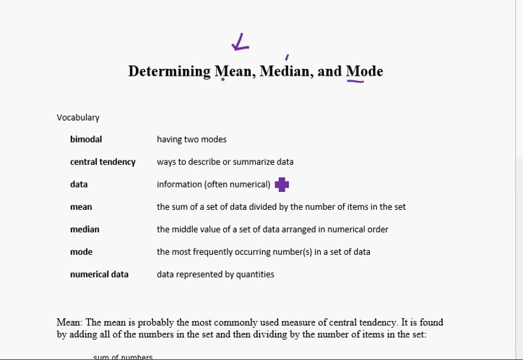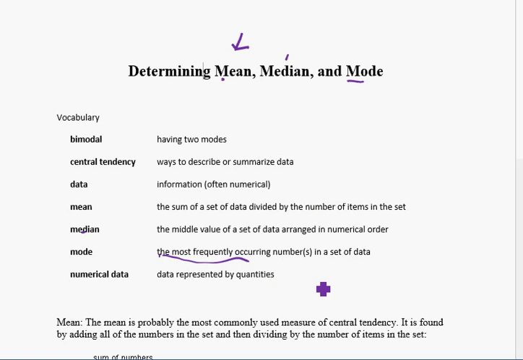Central tendency, think about this as a way to describe data or summarize data, like average. That's a central tendency. Data, it's just the information you collect. That's the data. And here's mean, the sum of the set of data divided by the number of items in that set. And so it's just the sum of the numbers divided by the number of numbers you have. Median, the middle value. And this D helps me remember that median means middle. And also you can think of median of the road. And mode, the O helps me remember mode is like the most. It's the number that occurs the most frequently.